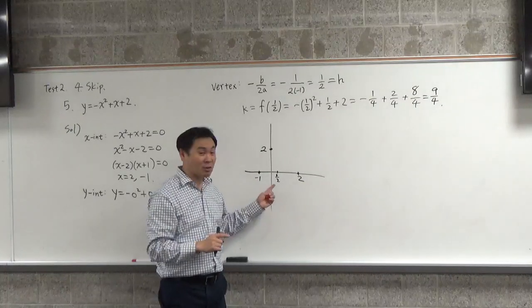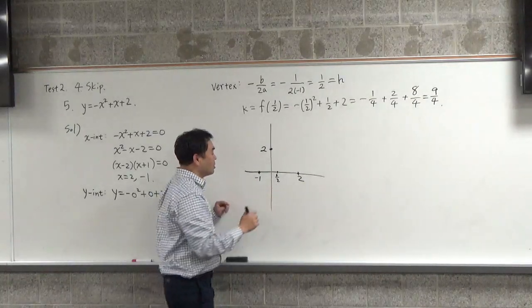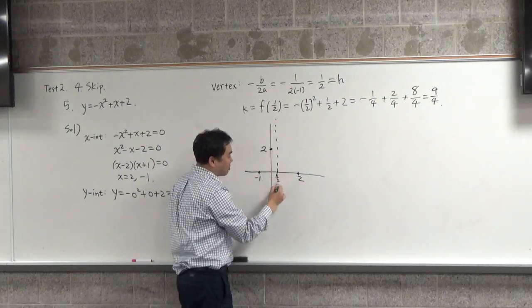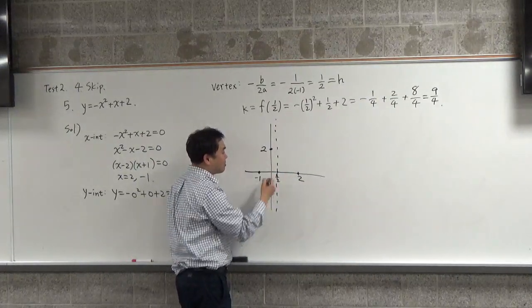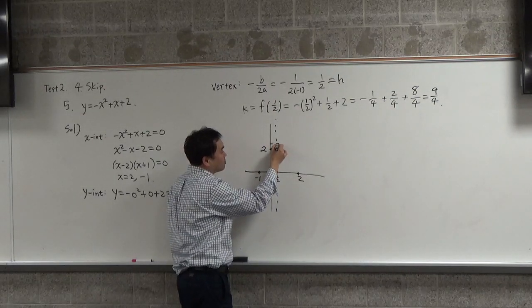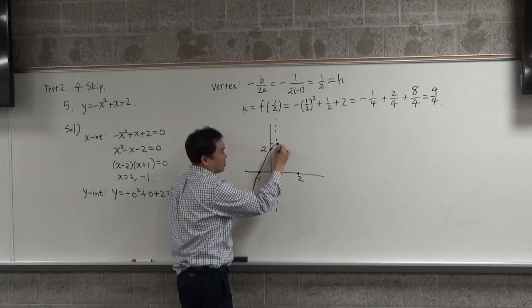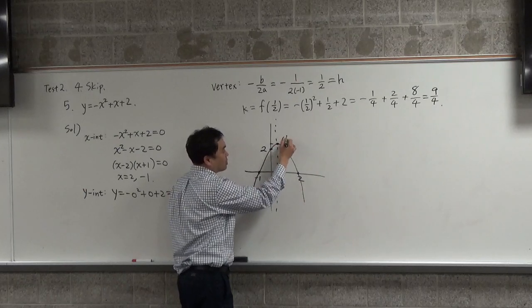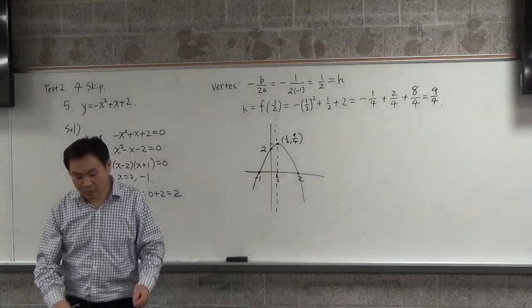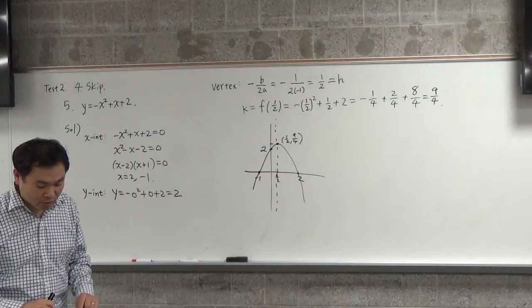It's going to be giving you the vertex, right? Because of the symmetry. The entire thing should be symmetric over this 1/2 axis. So that's your axis of symmetry. And 9 over 4 is slightly over 2, so this will be a point. That'll be your vertex, which is 1/2 comma 9 over 4. So that's the graph of the quadratic equation.